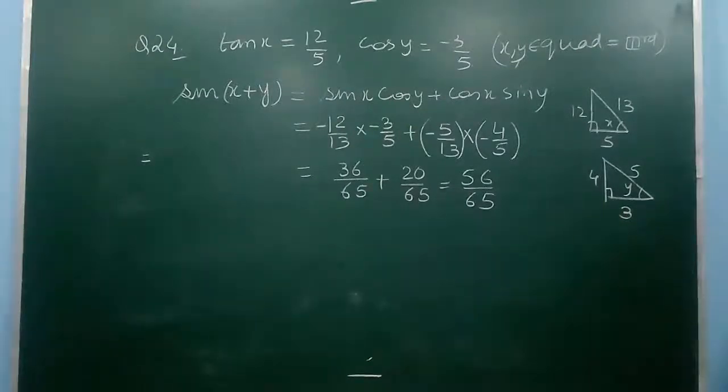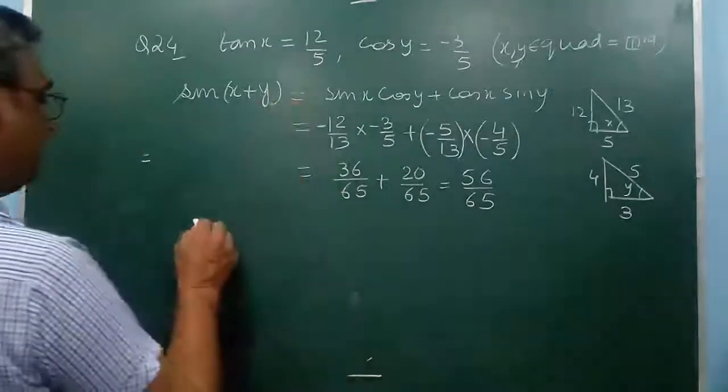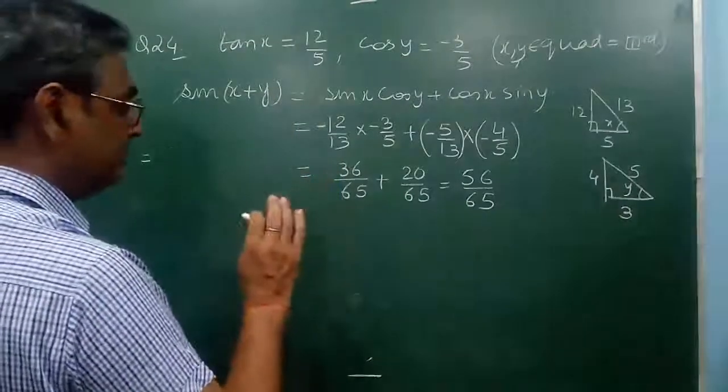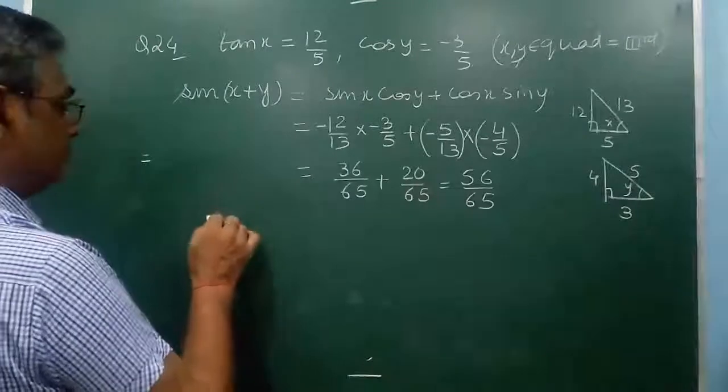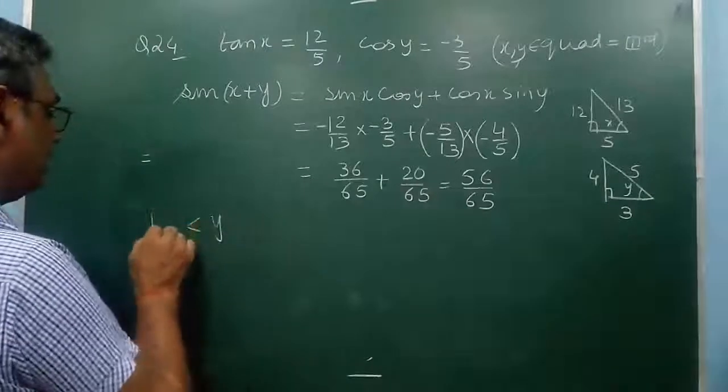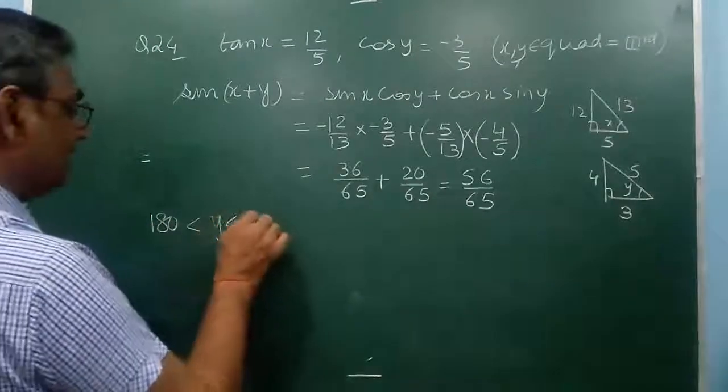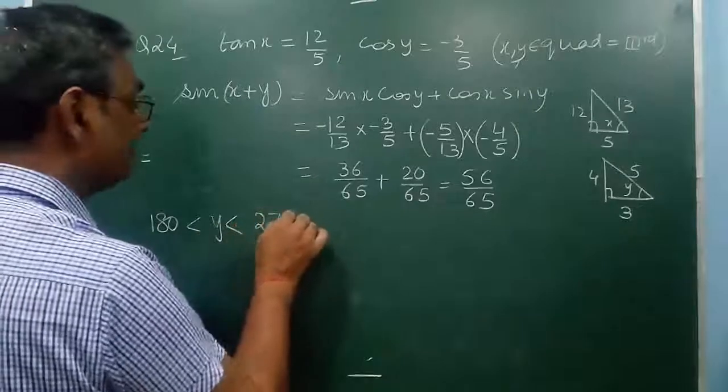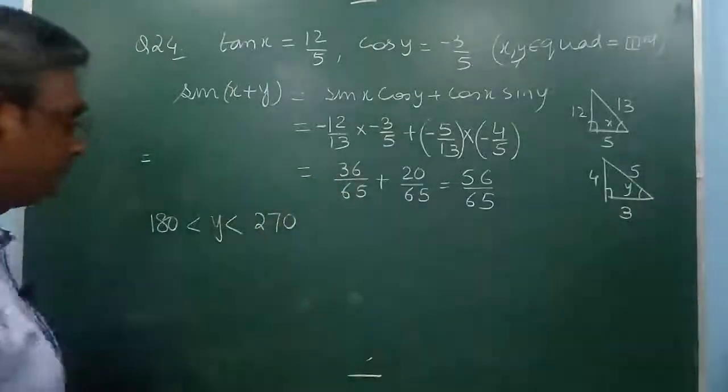We can check our answer. Yes, this is correct. Now the second one is cos y by 2. Cos y value we are having. So first thing we have to see there, cos y by 2. y is 180 degree less than y less than 270. Why? Because it lies in third quadrant.